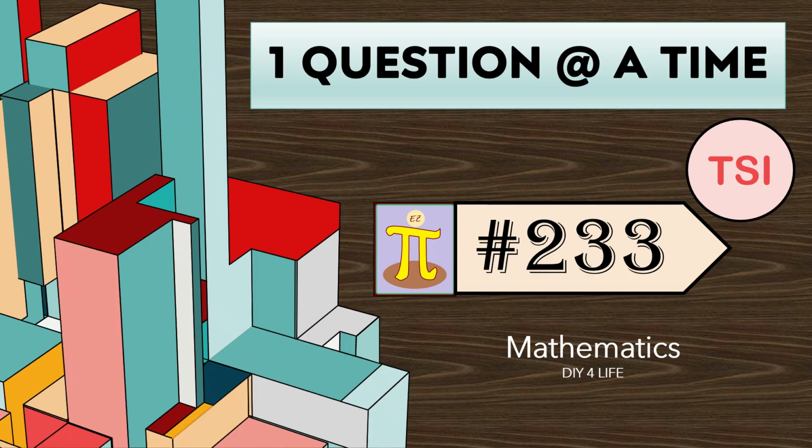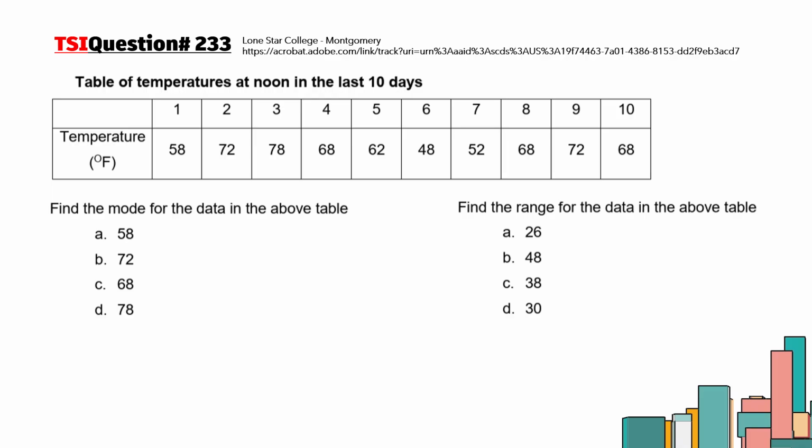Question number 233. Table of temperature at noon in the last 10 days. Find the mode for the data in the above table.